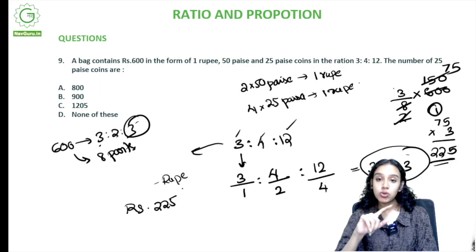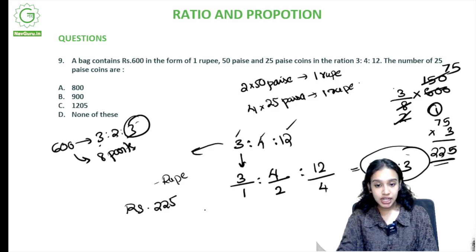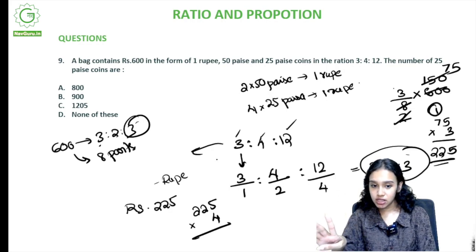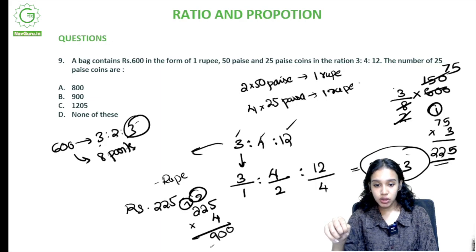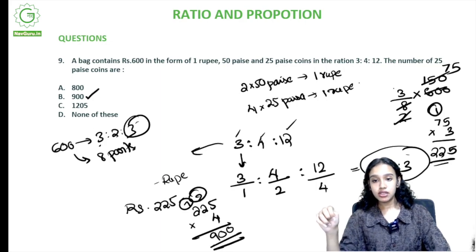Now how many 25 paise coins is that? For that we multiply 225 into 4, because each rupee is 4 25 paise coins. So 5 4s are 20, 2 balance, 4 2s are 8 plus 2 is 10, 1, so 4 2s are 8 plus 1 is 9. So the answer is 900.